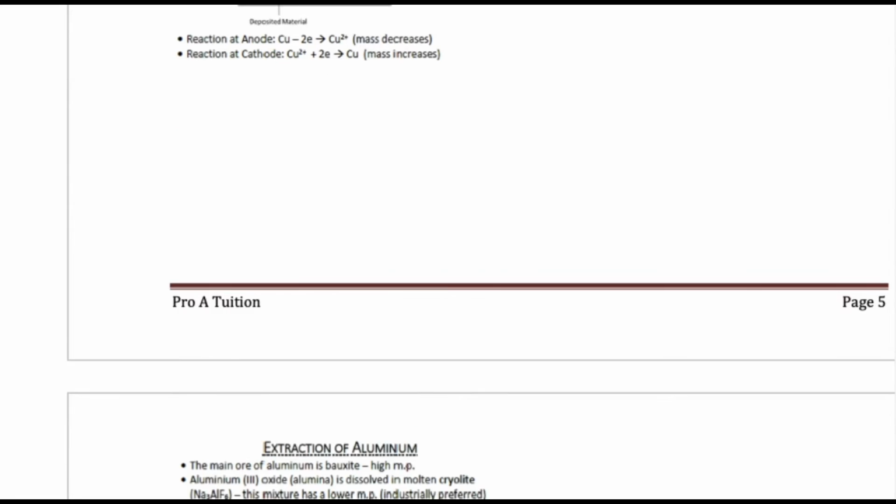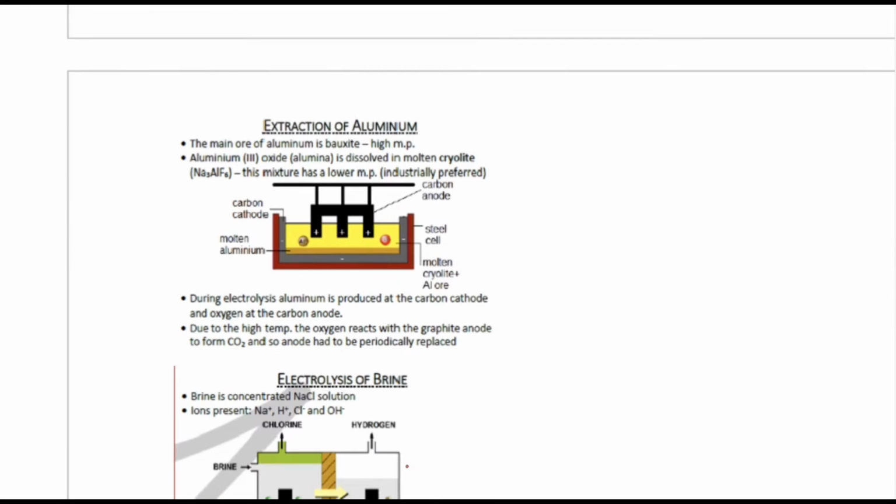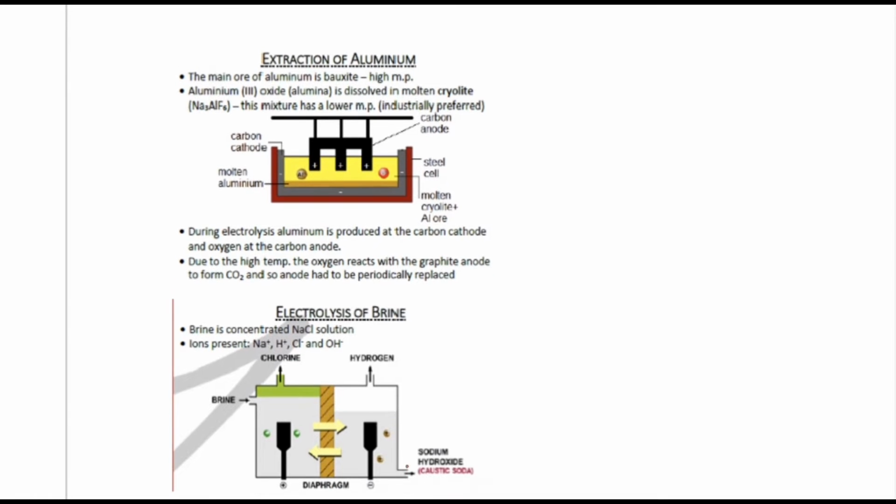Okay, now let's move on. This is another usage: extracting metal from the minerals, for example. Extraction of aluminium. The main ore of aluminium is bauxite. The ore here means the minerals, or maybe you can say the stones that you get from the earth, from underground. Then you can take out the aluminium from this ore.